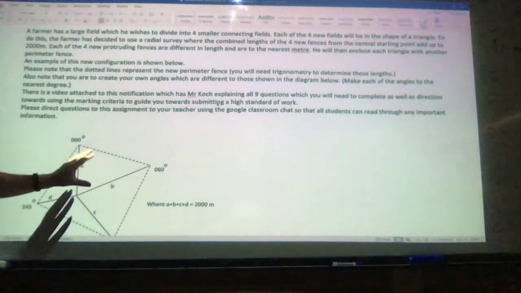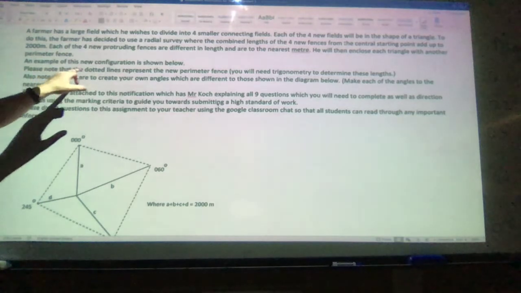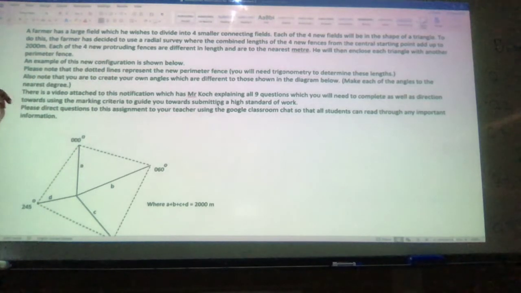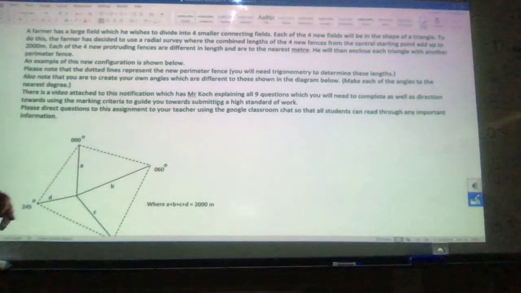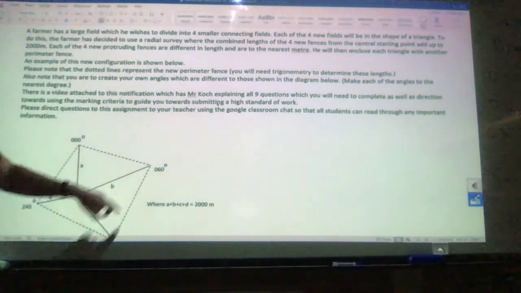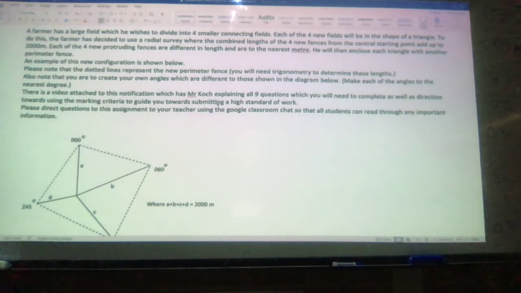So this is an example of what you will do. Please note that the dotted lines represent the new perimeter fence. So these will be the new perimeter fence. You will need trigonometry to determine these lengths. So once you've drawn your diagrams, you will need to use trigonometry to work out your 4 new lengths. Also note that you are to create your own angles which are different to those shown in the diagram below.